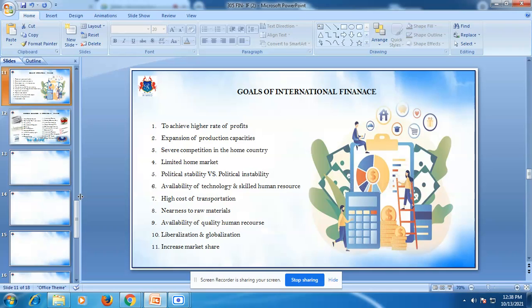The weak companies which could not meet the competition of the strong companies in the domestic country started entering the markets of developing countries. Then the fourth goal is limited home market. When the size of the home market is limited due to a small population, or due to lower purchasing power of the people, or both, companies internationalize their operations.